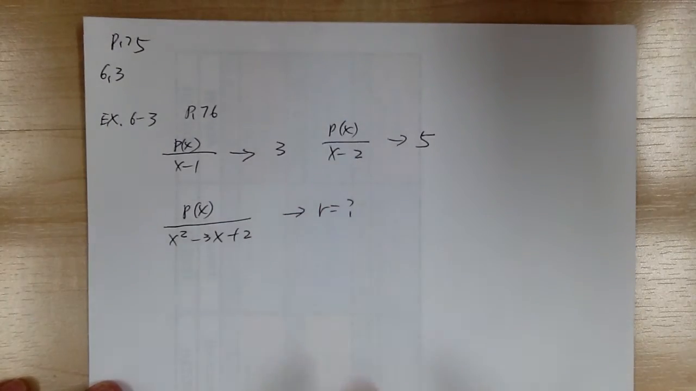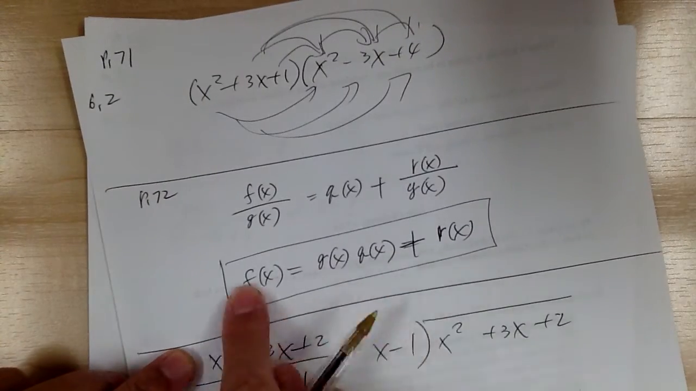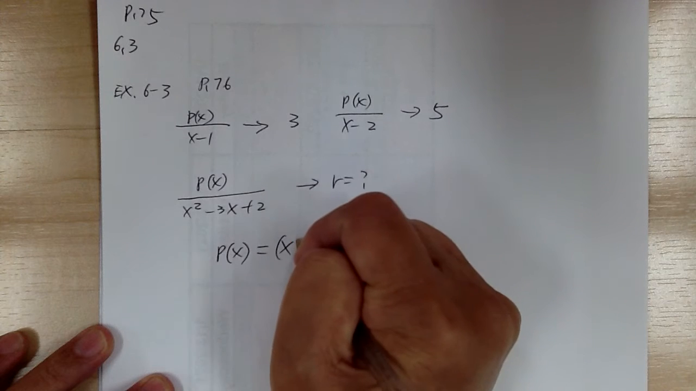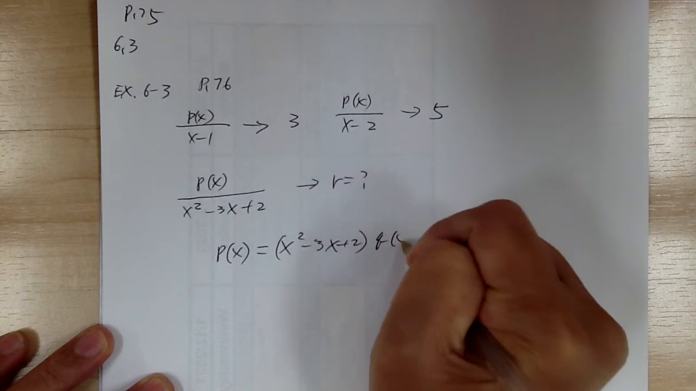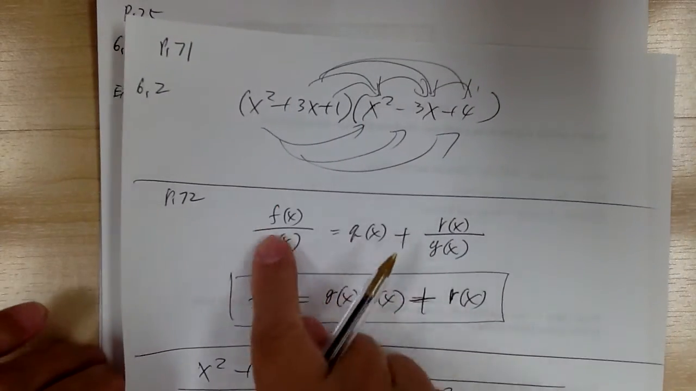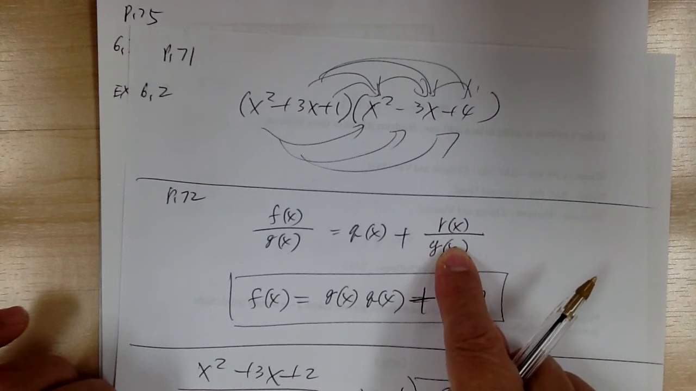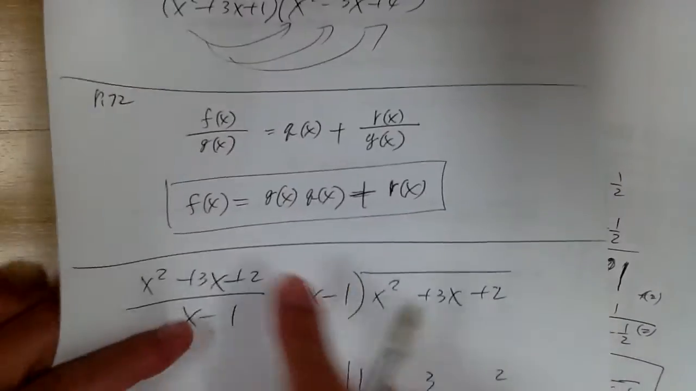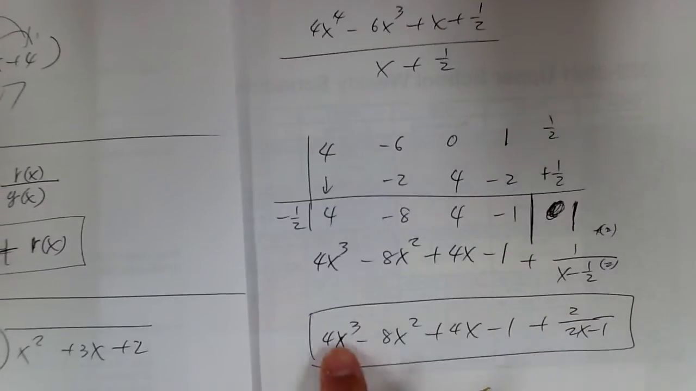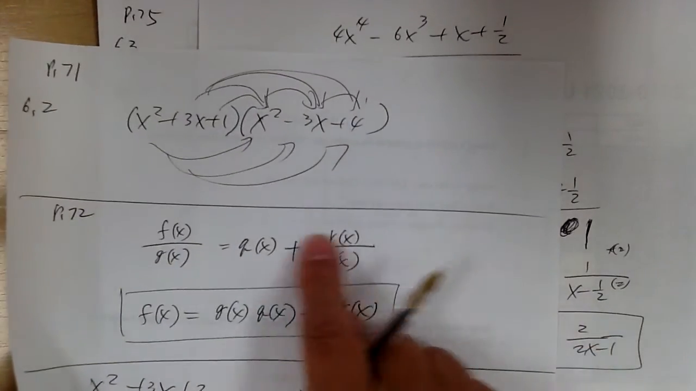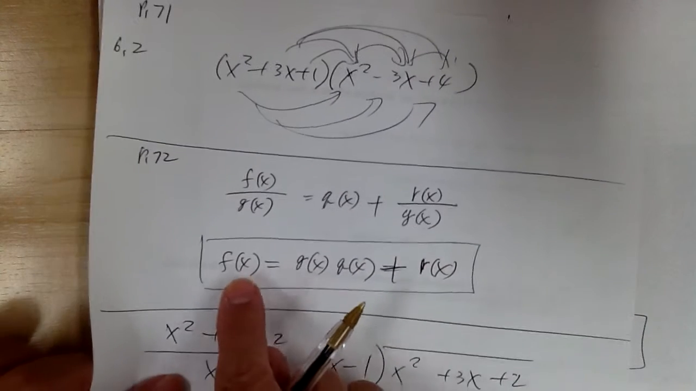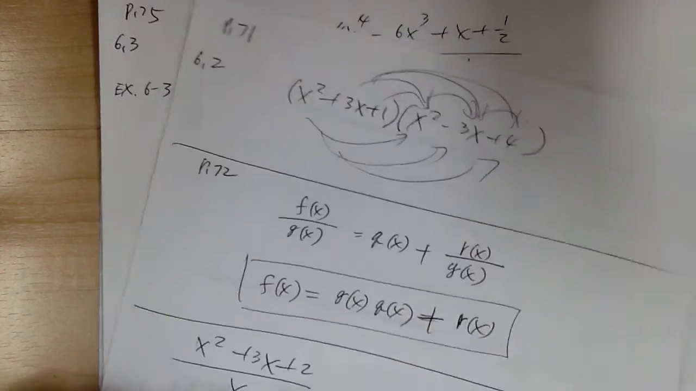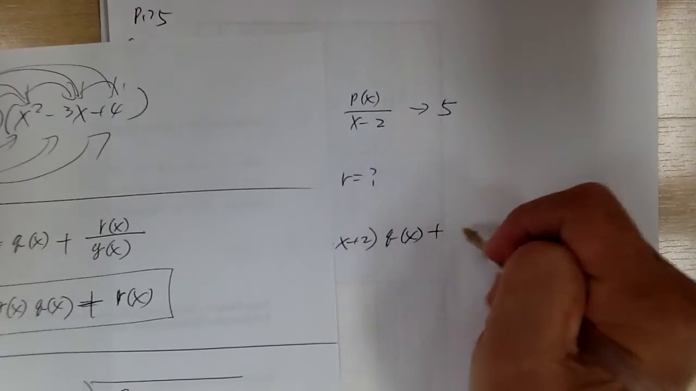So again, in this problem you have to use this right over here. If you write it out, p of x would be equal to x squared minus 3x plus 2 times q of x. When you divide, you're going to get the quotient plus the remainder over the divisor. So you cross multiply, and you end up with this. This equation is the quotient plus the remainder over the divisor. So if you multiply by the divisor, your original polynomial will equal the divisor multiplied by the quotient plus the remainder. So that's what we're going to use, plus r of x.